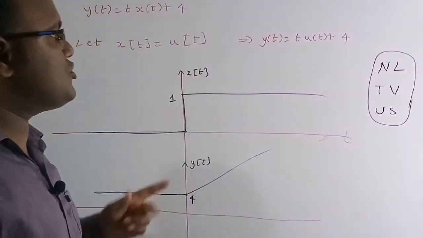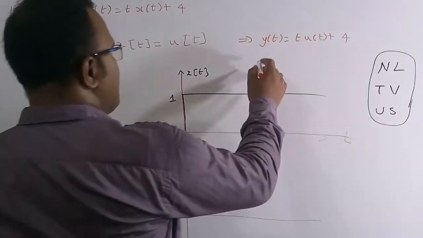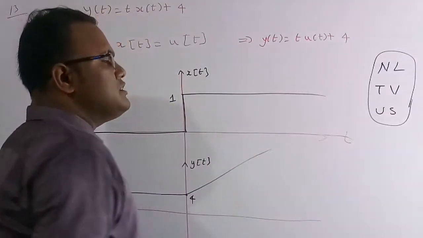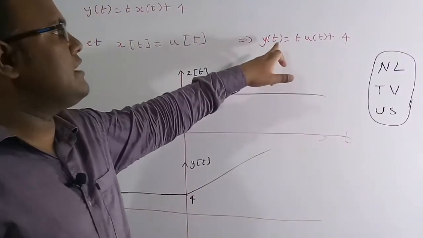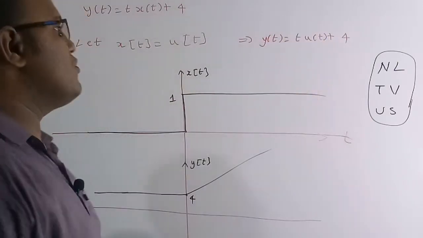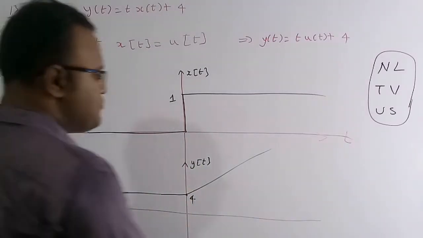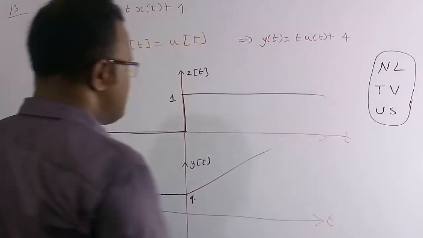So now I am going to draw the equation of this line. Y of t is equal to, at t is equal to 0, u of t is equal to 0, means 0 into u of t is nothing but 0, plus 4 is equal to 4. So therefore this is the diagram of the y of t expression.